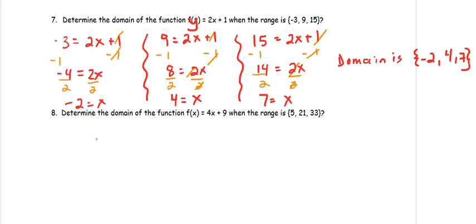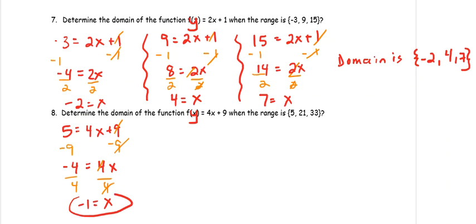And last problem. Same idea. This is your y. So it's going to be 5 is equal to 4x plus 9. Subtract 9. So -4 is equal to 4x. Divide by 4. X equals -1. And this time, I actually want you to pause the video and see if you can get the right results for 21 and 33.